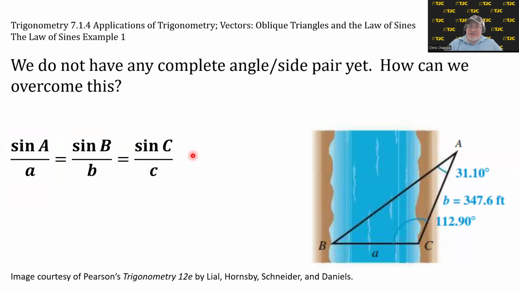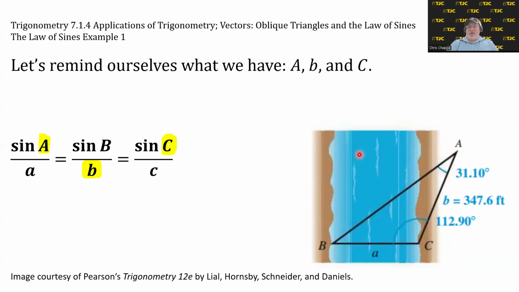We do not have any complete angle-side pairs yet. We're missing both angle A and side A. We're missing angle B. We're missing side C. So how can we overcome this? Well, let's remind ourselves of what we have, the things in yellow.